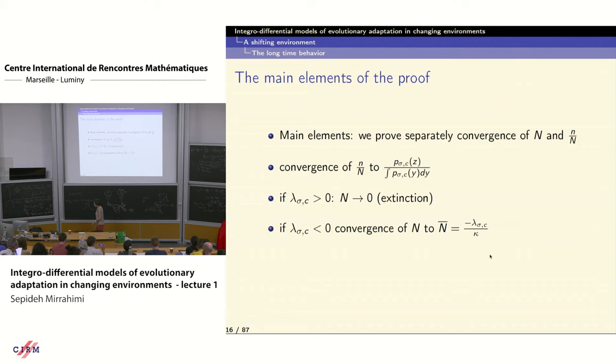We can prove separately the convergence of little n and capital N. We can first prove the convergence of, okay, let me show this by this. We can first prove the convergence of little n over capital N, which is the normalized function, to the principal eigenvalue, and this is based on the spectral gap that we have in the problem for the operator. And once we have this convergence, then we can prove the convergence of capital N. So it can be done by an easy exercise that I left to you.